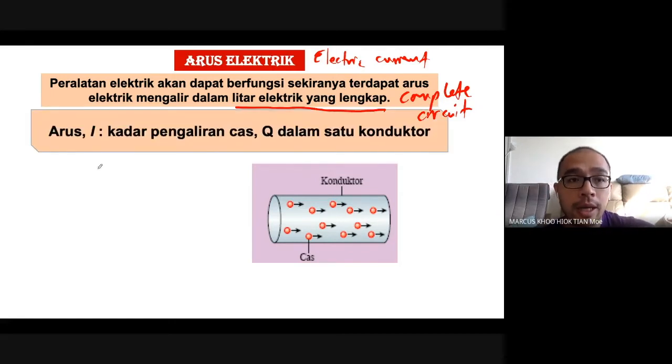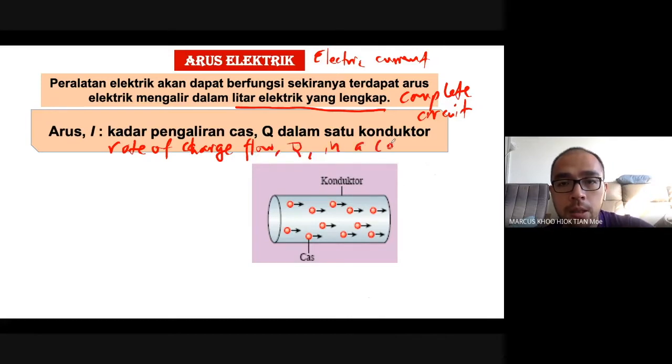So the definition for electric current is the rate of charge flow, Q, in a conductor.